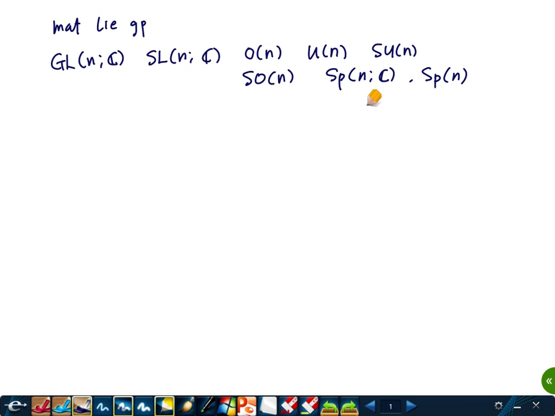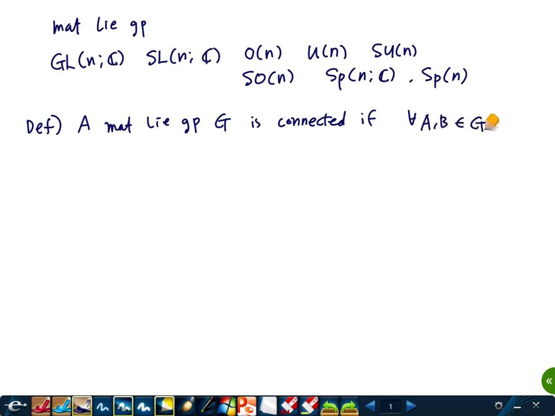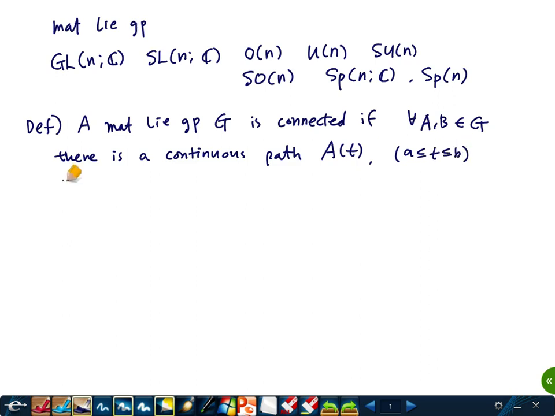And today we will continue with some topological properties. A matrix Lie group G is connected if for all elements A and B in the group there is a continuous path A of t, t is from the initial point to the final point, connecting the two elements. So A of the initial point is the first element, and the final point is the second element. Okay.